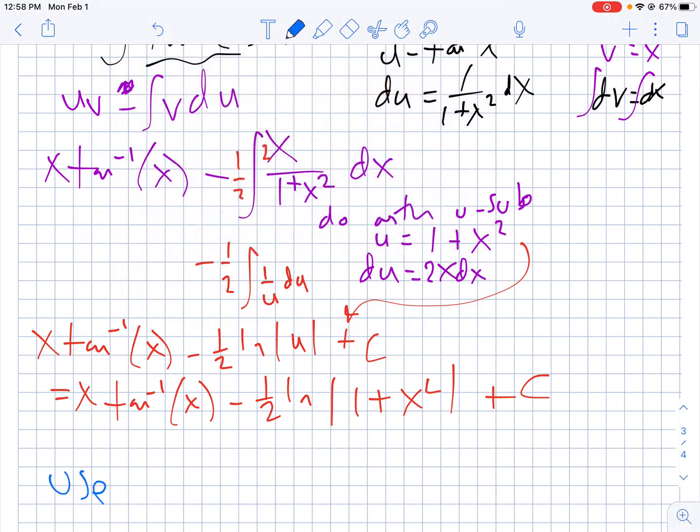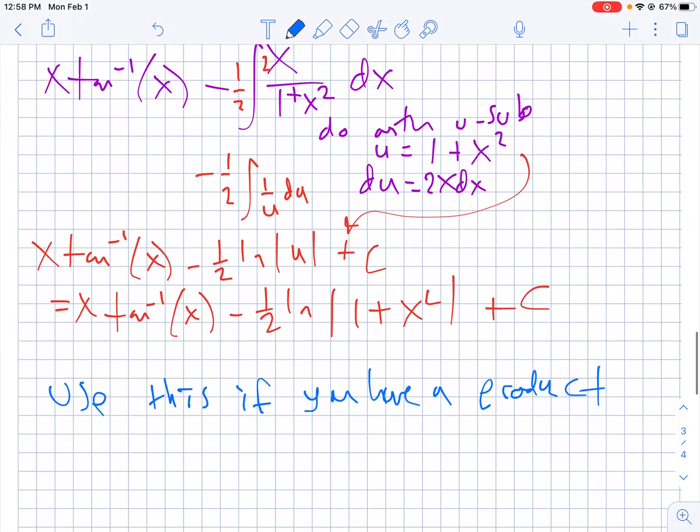And you're going to use this strategy if you have a product, but a u sub doesn't work. So throughout this chapter, we're going to learn a lot of strategies, and we want to think about when we apply each one, and that's our key for integration by parts.